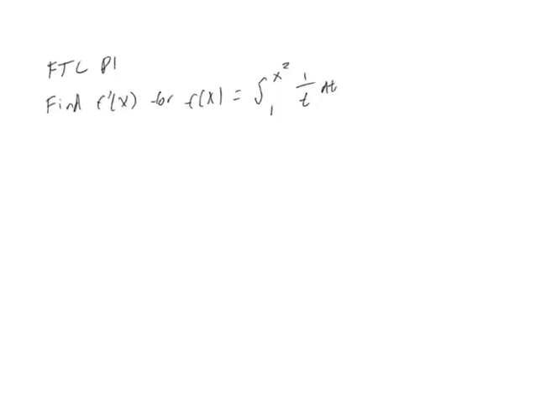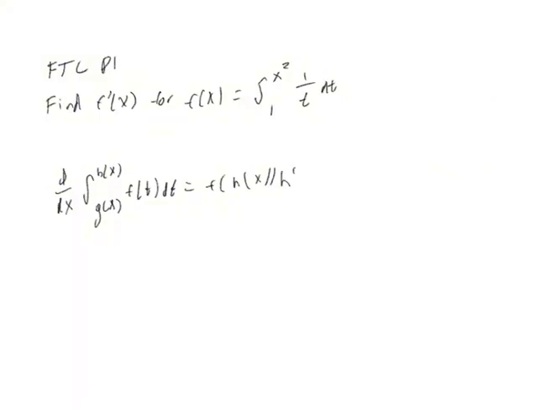The example problem we'll be trying for the definite integral section is related to the Fundamental Theorem of Calculus Part 1. The problem being: find f prime of x for f of x equaling the integral from 1 to x squared of 1 over t dt. So basically, this problem requires some of the Fundamental Theorem of Calculus Part 1.